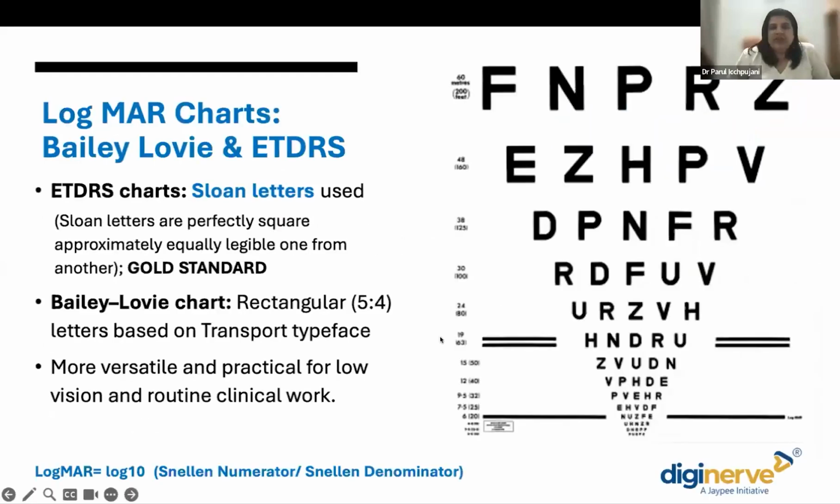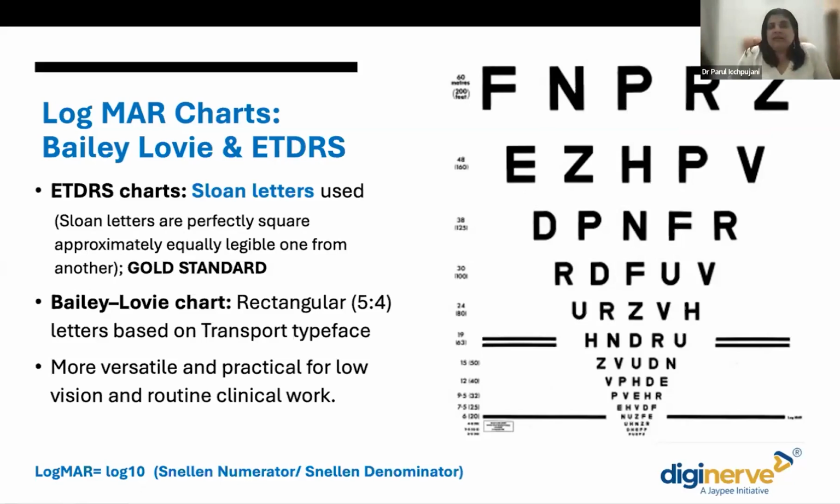The logMAR charts commonly used are the ETDRS chart, which has 5 letters in each row, and the difference between each row is also standard, that is 0.1 log. This is the gold standard chart. So if you're given a question as to which is the gold standard chart for assessing visual acuity, your answer should be the ETDRS chart.